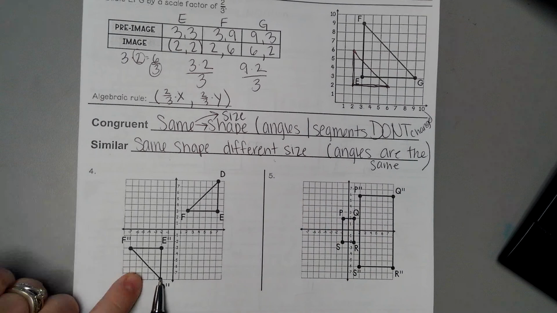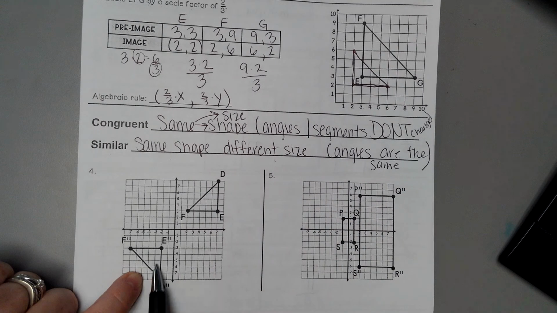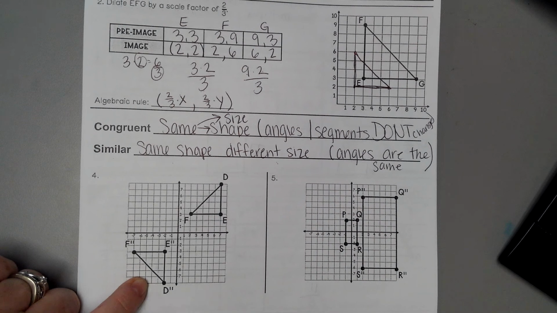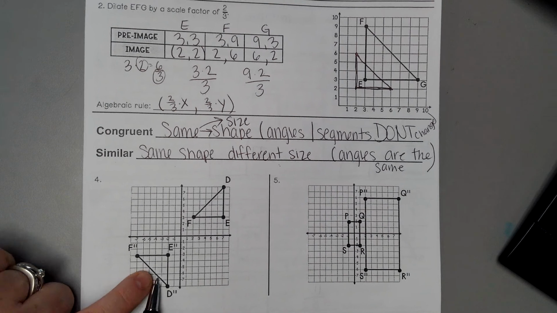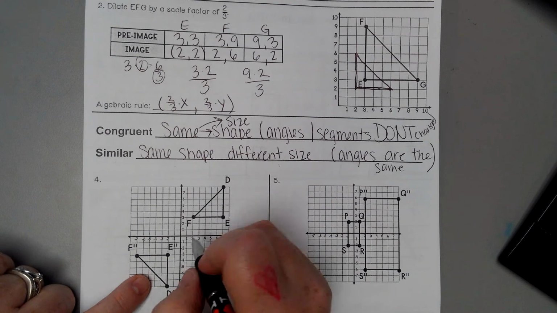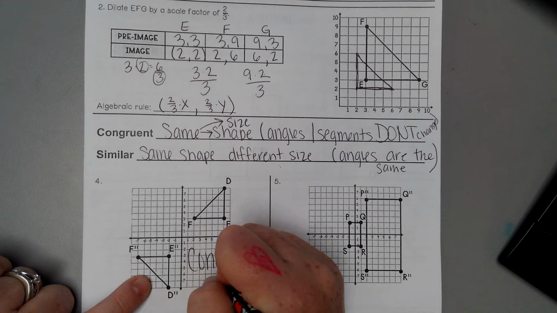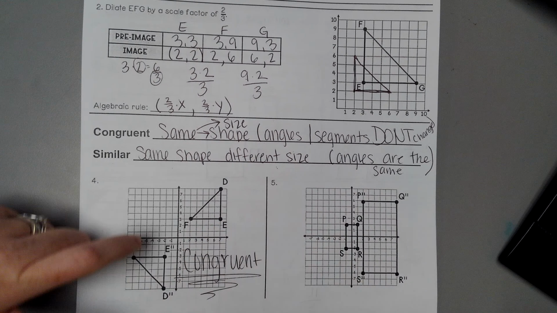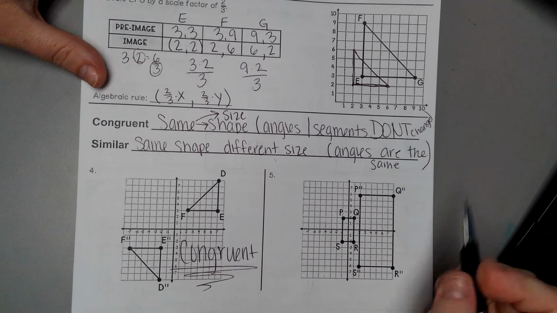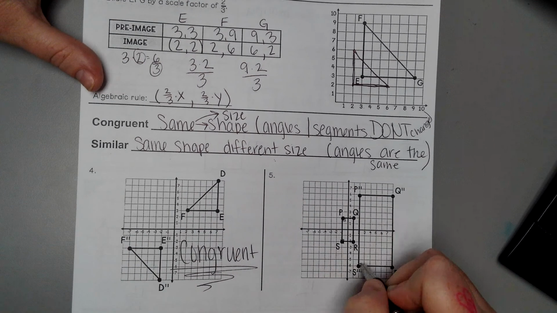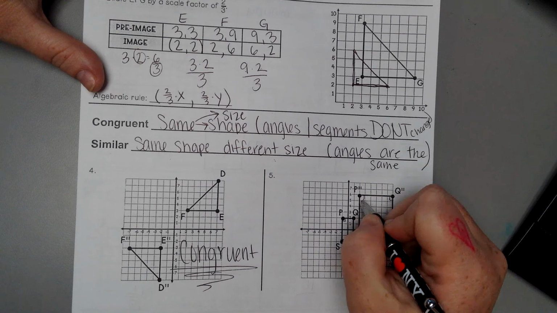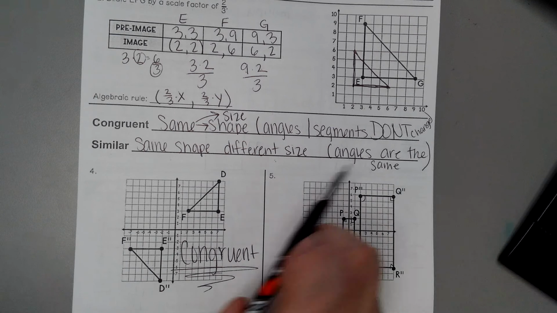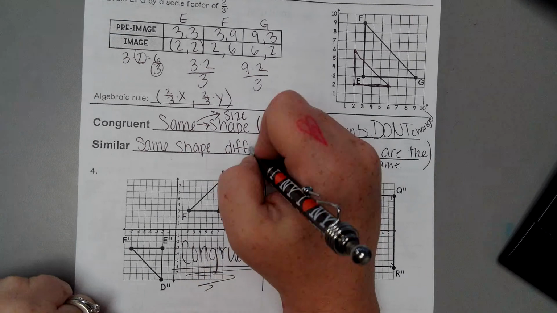So on number 4, would these be the same, similar shapes or congruent shapes? They're in different locations, different orientation. This one's been rotated. But all their measures are the same. So these would be congruent. These have 90-degree angles. They're different sizes. Different size proportionately.